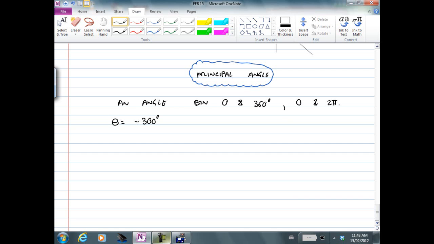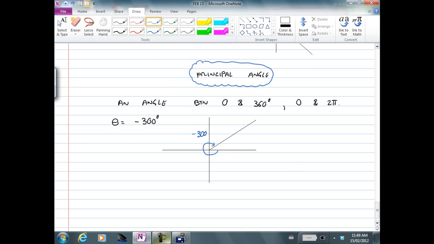To figure this out, I want you to draw a negative 300 right now for me. Tell me what quadrant you're in. So, negative 300, you're in quadrant 1, is correct. I'm just going to draw it in and label. Again, look at my snail trail. This is negative 300 degrees. But principal angle means it's an angle from 0 to 360.